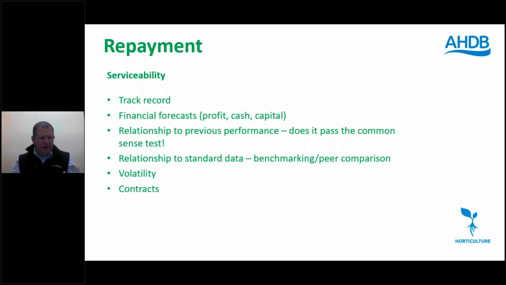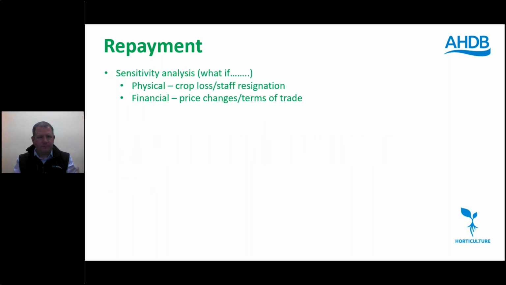Other things to think about is how do you deal with the volatility? We touched on that earlier in the cost of production element. But again, just building that into how you might repay, and do you have any contracts in place, and how does the cash flow from them?